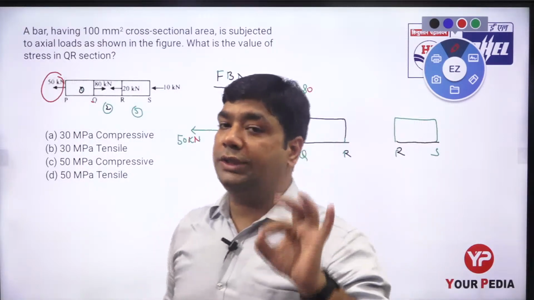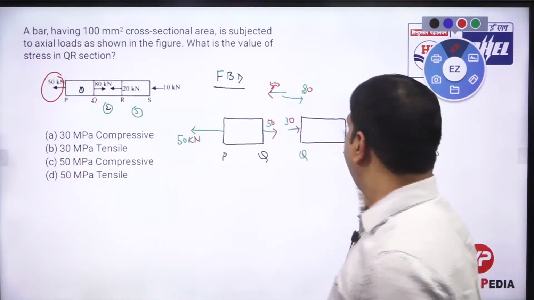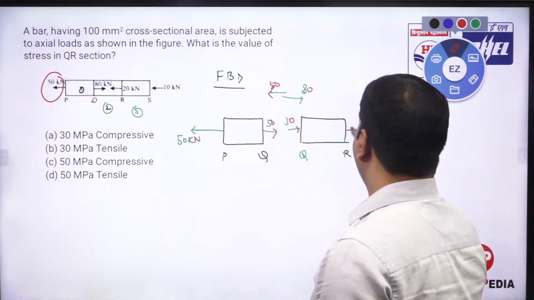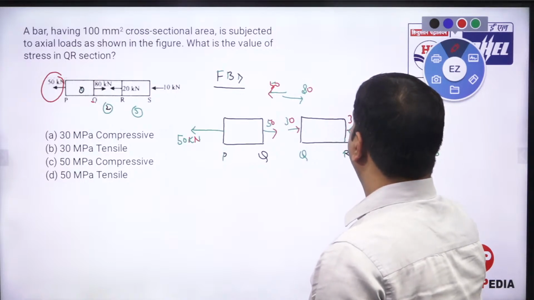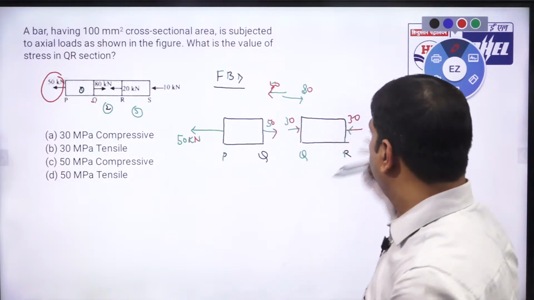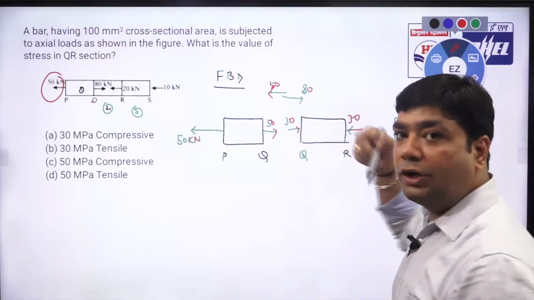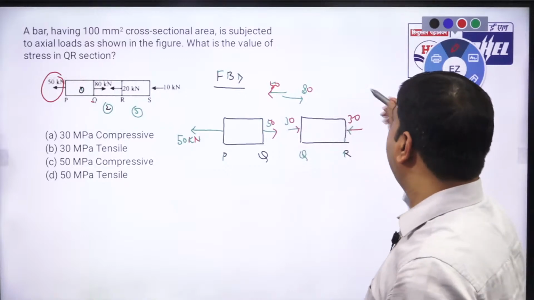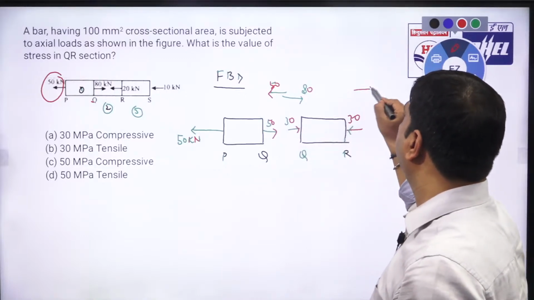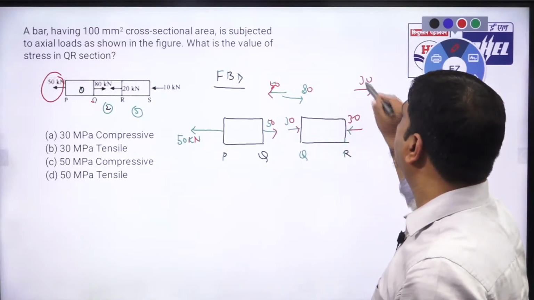For the member to be in an equilibrium condition, we have to apply again a 30 kilonewton force on that side. This 30 kilonewton is applied by me, but it's not existing. So for neutralizing this force on the right hand side, we have to apply another 30 kilonewton force like this. Is this clear?